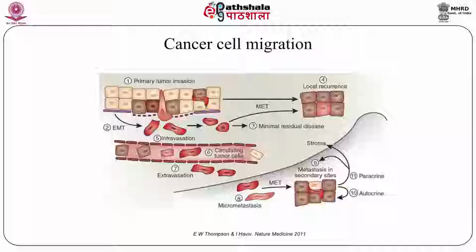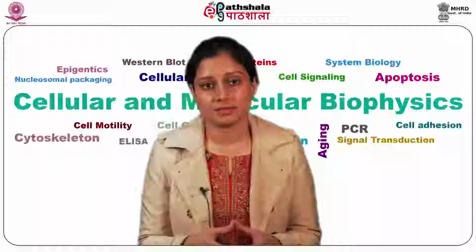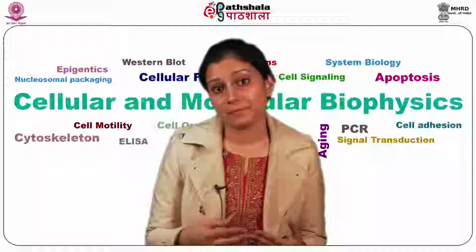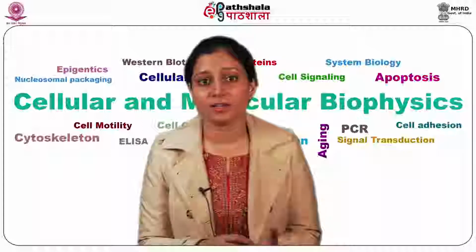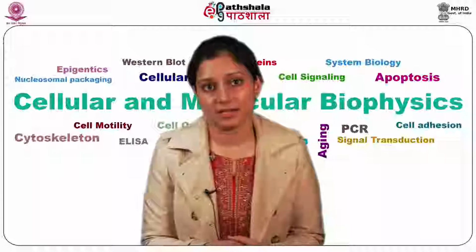Extravasation from blood vessels takes place, which is again enhanced by mesenchymal attributes. Number 7. After this, the tumor cells may persist as micrometastasis in another tissue, marked as number 8. These metastasized cells again undergo MET to establish macrometastasis at distant sites, that is number 9.